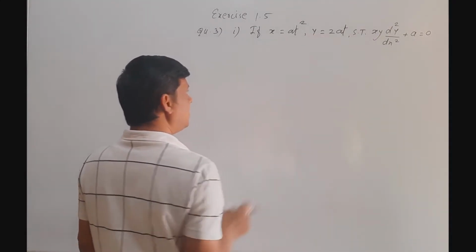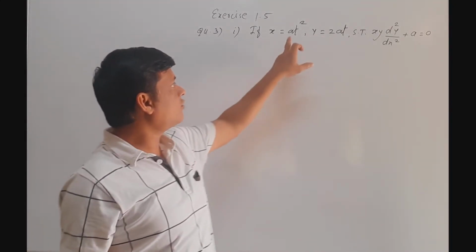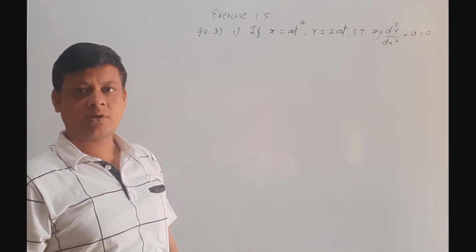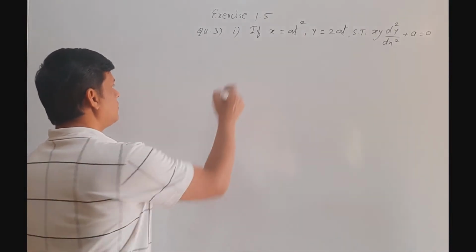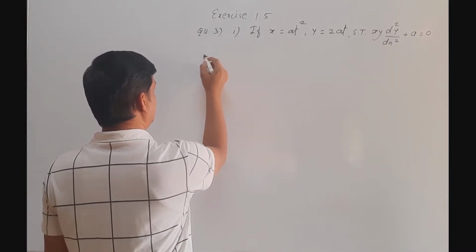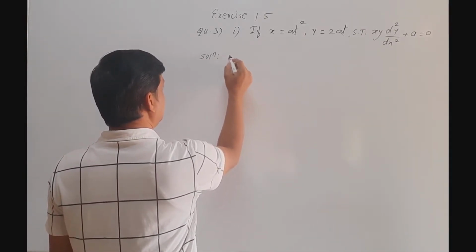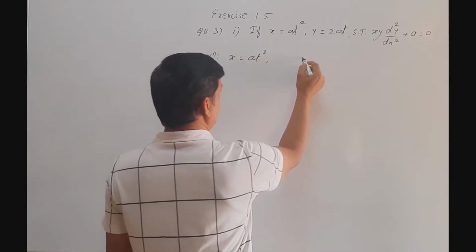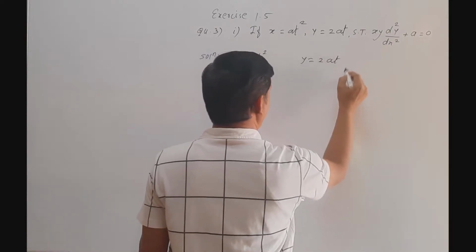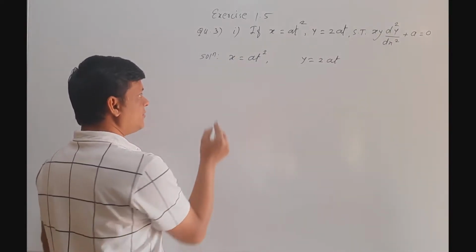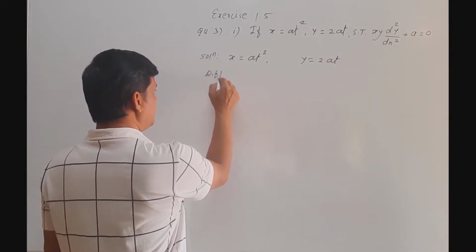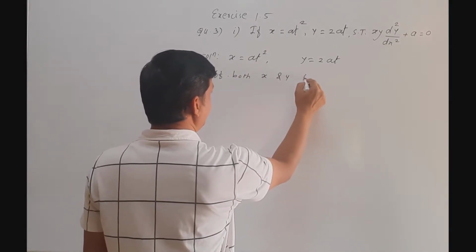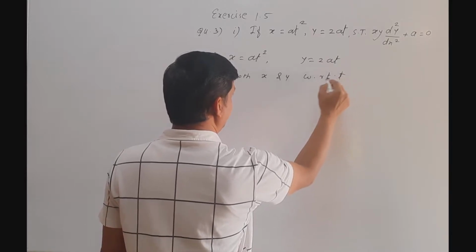Here parameter is t. We know that x equals a t square, y equals 2at are the parametric equations of the parabola. So parameter is t here. So write in solution x is equals to a t square, y is equals to 2at. We differentiate both functions with respect to t. So write differentiate both x and y with respect to t.